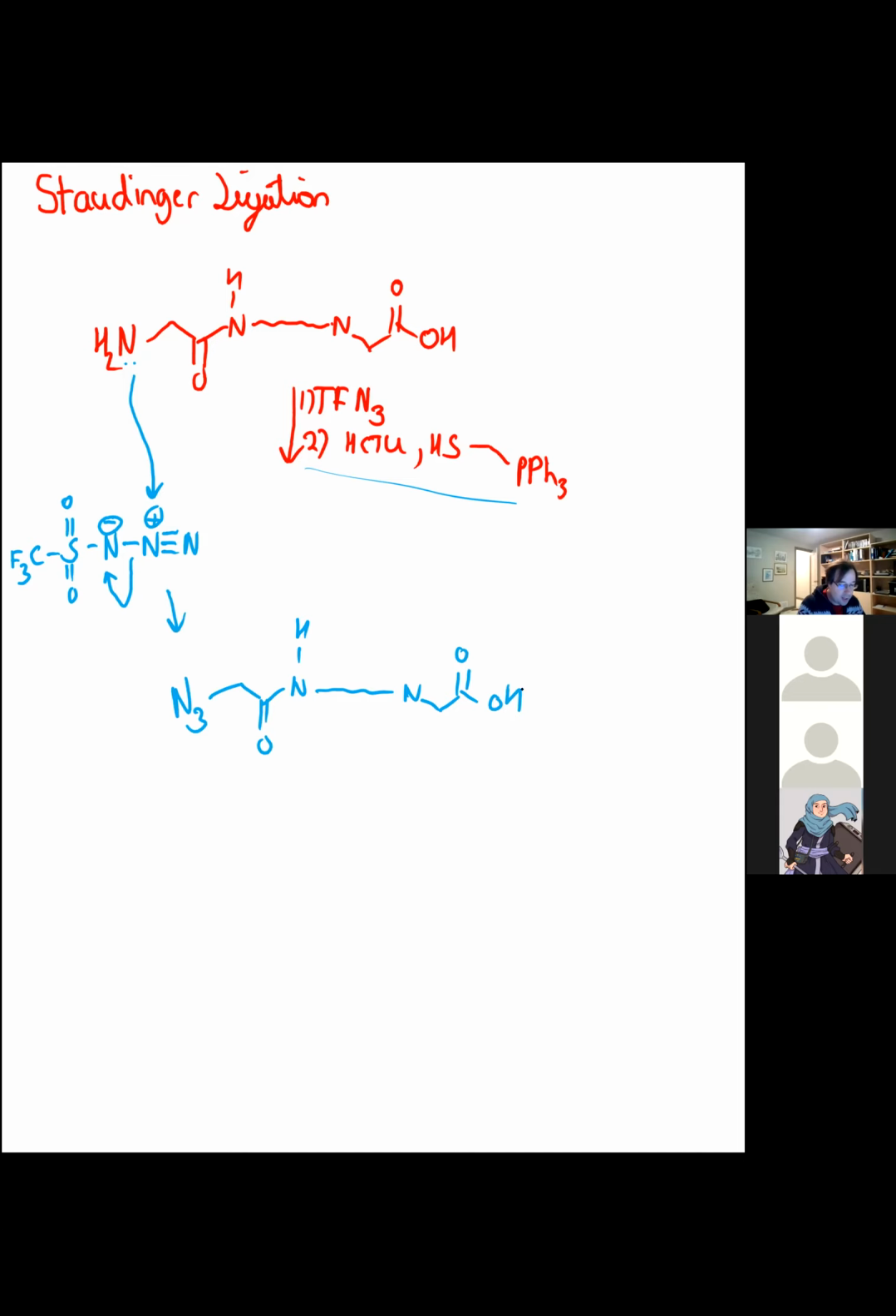So we protected that side. Now we've gotten rid of that amine. Now we do a coupling. You're going to activate the ester, and then we're going to add in this thing. The nucleophile is the SH.